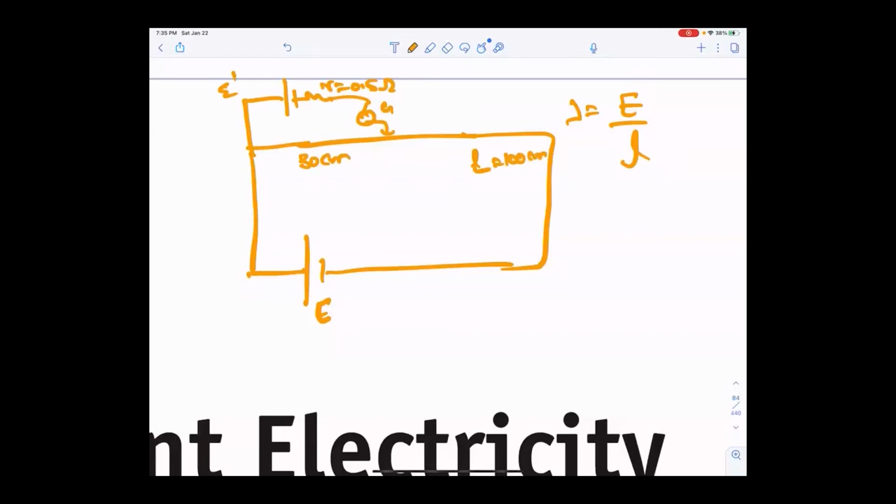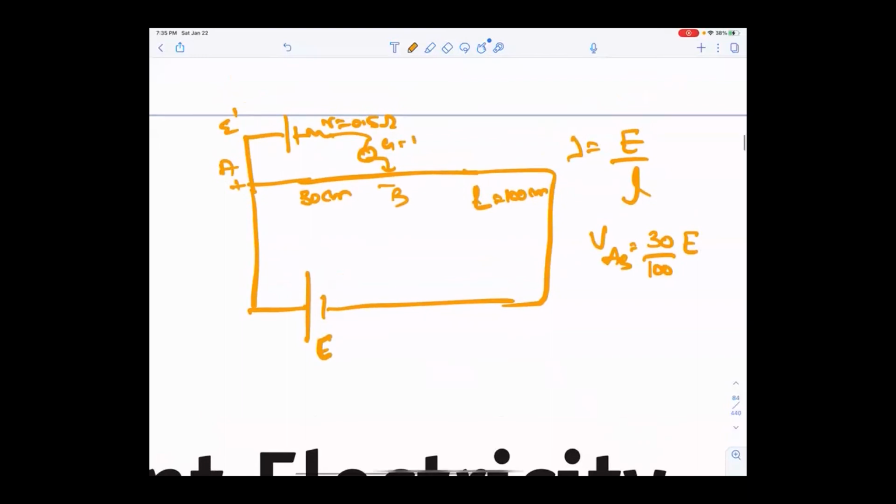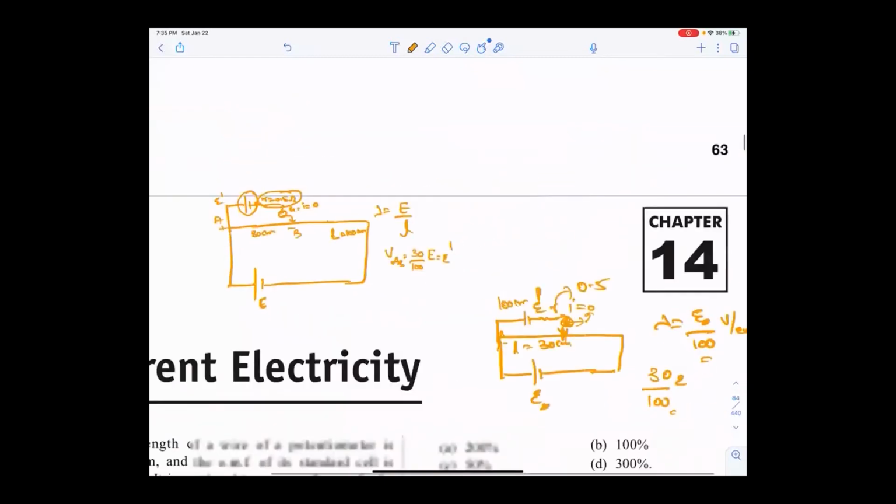So what is the voltage between these points A and B? It is 30 by 100 times E. Now the current here is 0 at balancing length, that means there is no drop here. So the total voltage is E dash, which is nothing but E dash. They might have given it wrong, so please do check it.